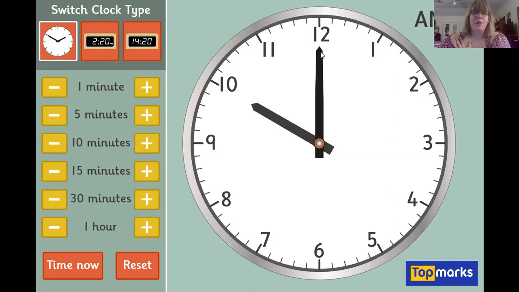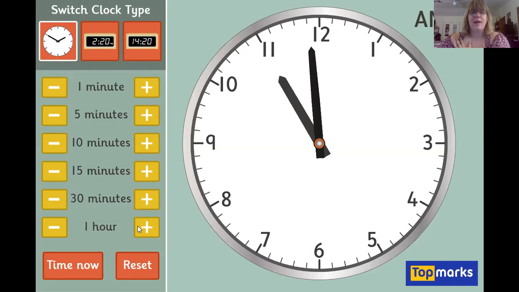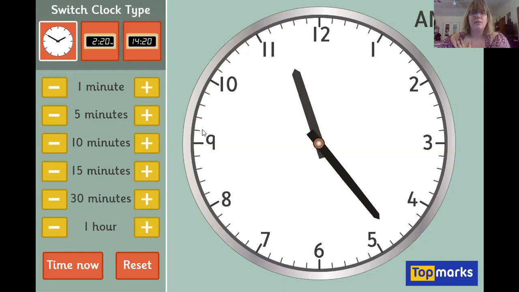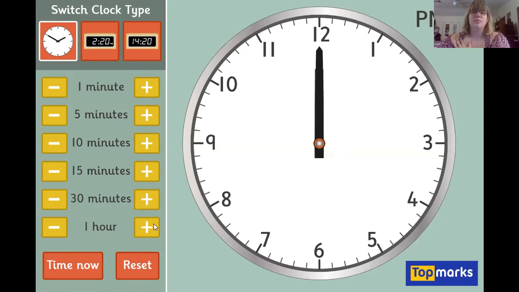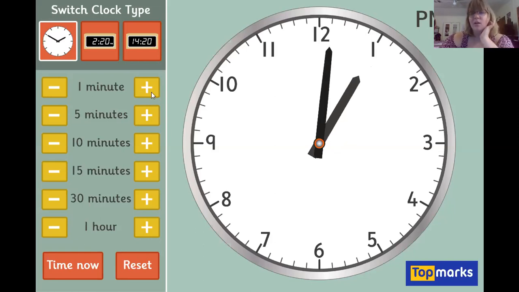So anytime the long hand is pointing to the 12, we say o'clock. So if I added another hour, it's 11 o'clock. It is 12 o'clock. It's 1 o'clock. So that 12 spot, when that long hand, that minute hand's pointing up, that means o'clock. Anytime it's anywhere else, we're talking about our minutes.